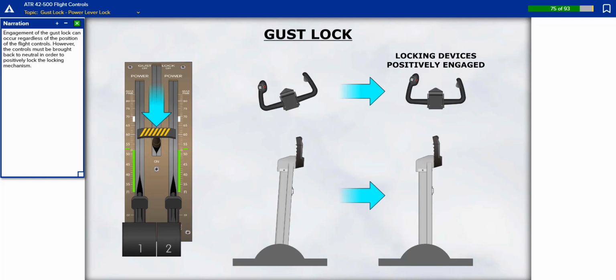Engagement of the gust lock can occur regardless of the position of the flight controls. However, the controls must be brought back to neutral in order to positively lock the locking mechanism.